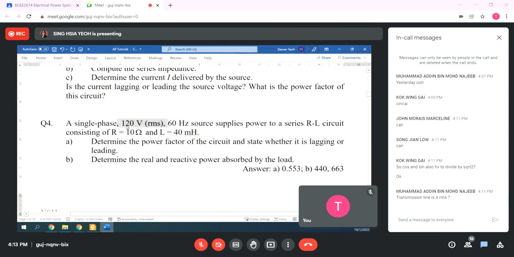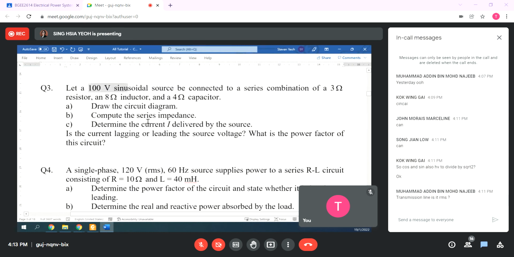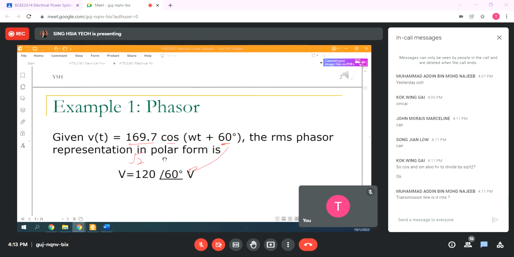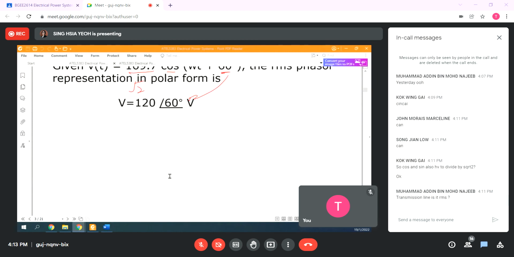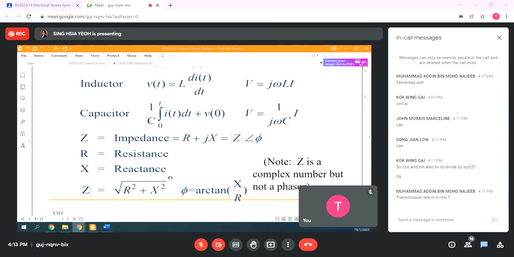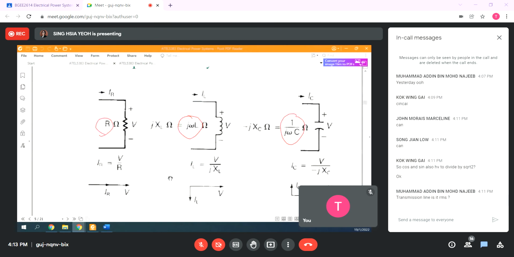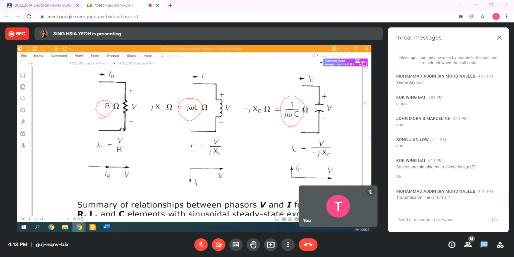So like this one, 120 already in brackets RMS. Normally, I think this also RMS. So already in RMS, then you no need to divide by 2. You can straight away write like this. Then, rather than this, it will be R, j omega L, 1 over j omega C for resistor, inductor, capacitor.